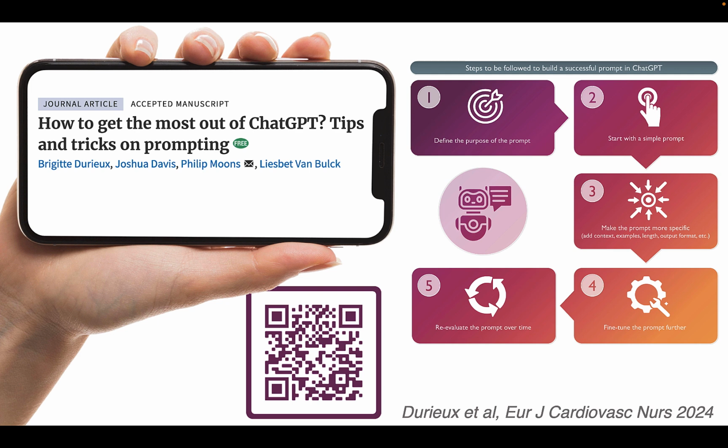This means that prompting is a new skill that we need to learn. Because the better we are capable to prompt, the better the responses, the better the answers will be from the system that we are using. This is an editorial, How to Get Most Out of ChatGPT, Tips and Tricks on Prompting, published in the great journal called European Journal of Cardiovascular Nursing.